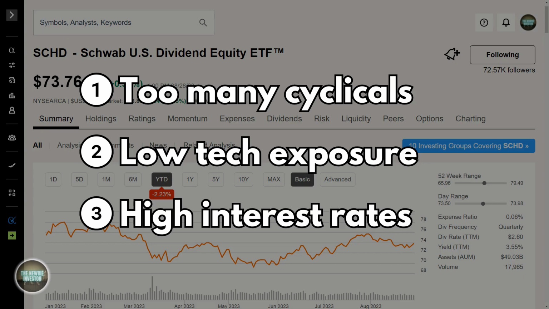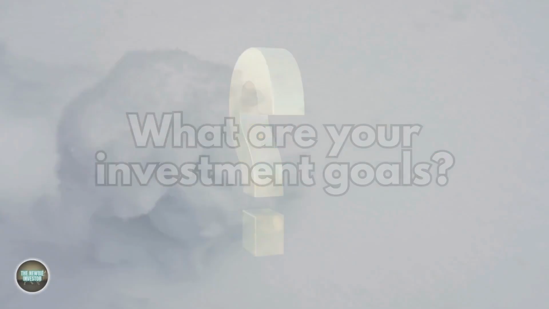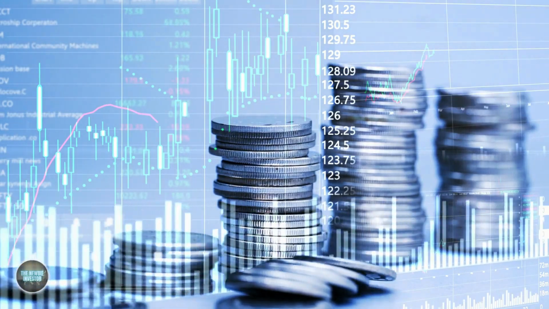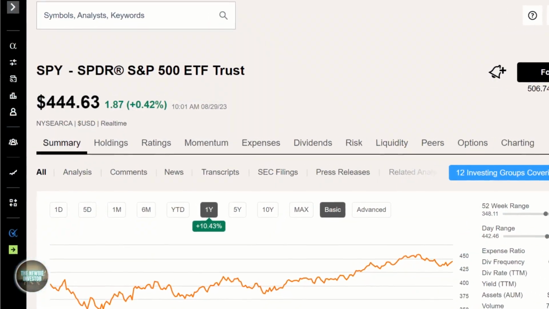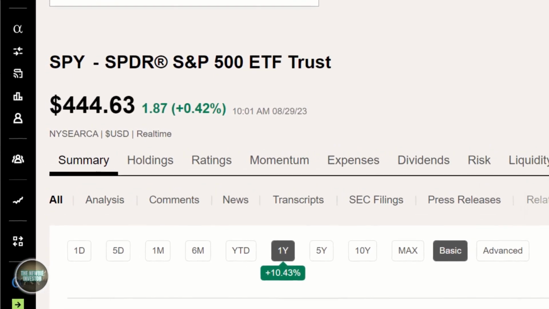Does this mean SCHD is a bad choice right now? Absolutely not, but it does depend on your investment goals. If you want to get a dividend snowball, then by all means keep buying. If you are after capital gains though, SCHD will most likely lag behind the S&P 500, especially if rates remain at this level. That's what I think.